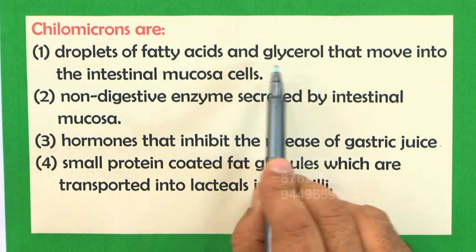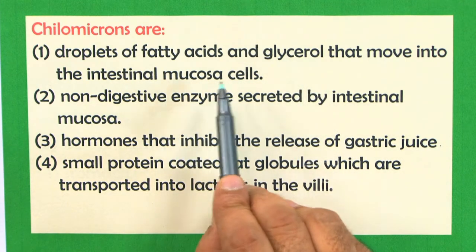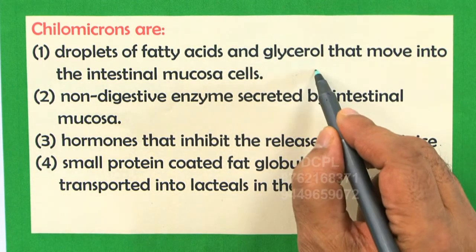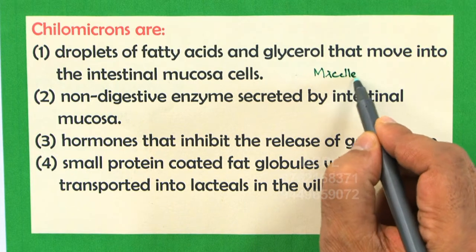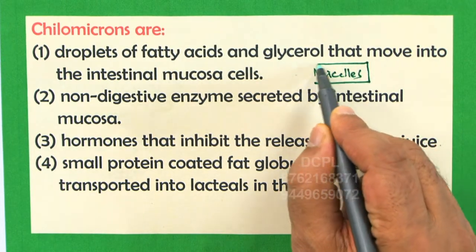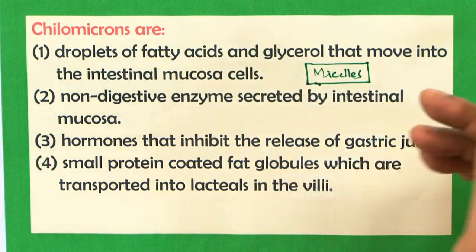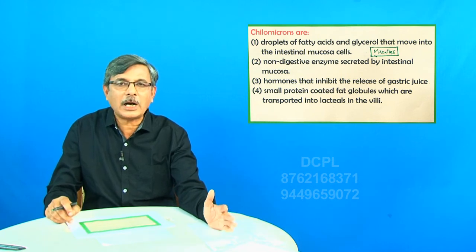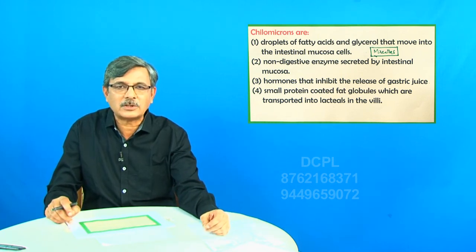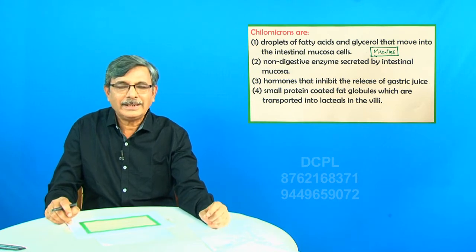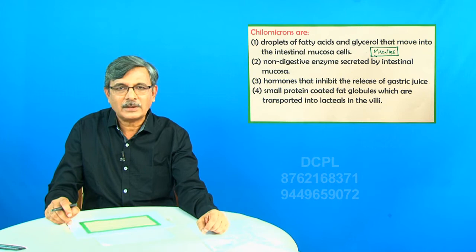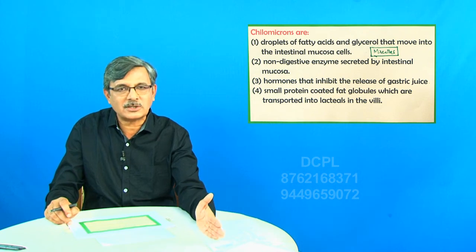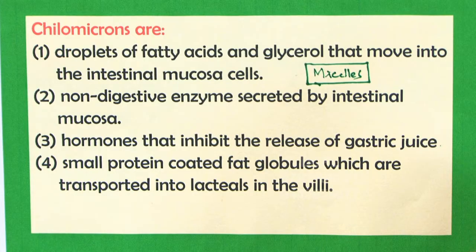Droplets of fatty acid and glycerol that move into the intestinal mucosa cells. We call this as micelles. So it is in this form the digested fat is taken into the mucosa cells assisted by bile salts. I hope all of you know, bile salts help in serving two functions. One, emulsification of fat. Second, absorption of this digested fat into the mucosa cells. Now we come to the next option.